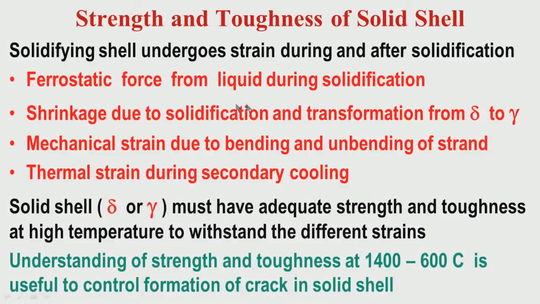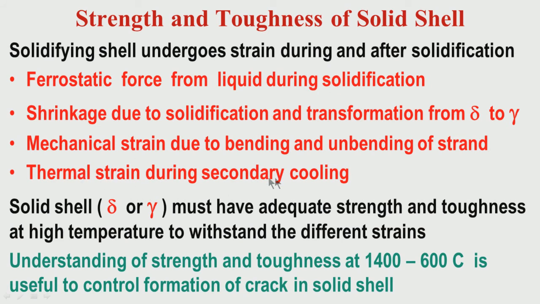During unbending, again there will be some strain on the solid shell, at the inner area something, at the outer area something. I have discussed this earlier. So what I am trying to tell here is the mechanical strain, this is a mechanical strain due to bending and unbending of the strand. So these are strain because of shrinkage, solidification, strain because of transformation, and strain because of the ferrostatic force.